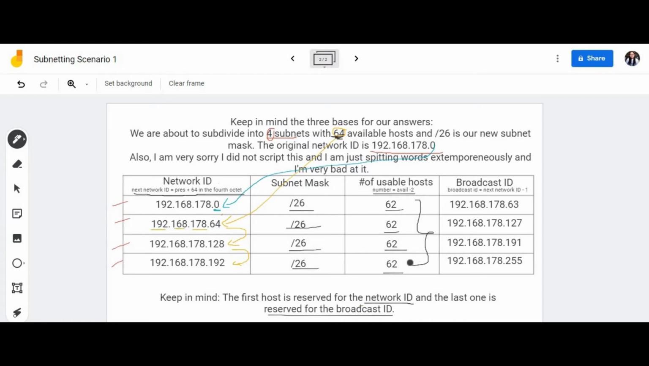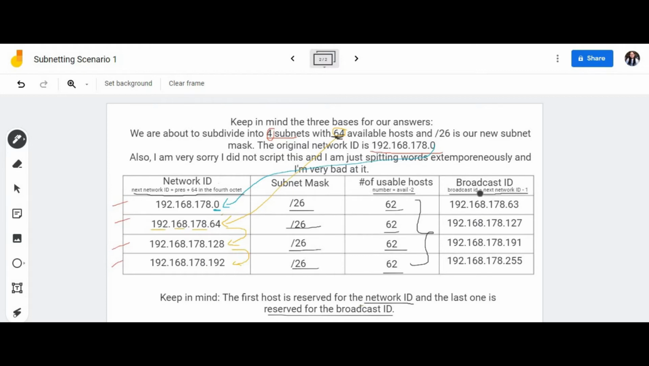So now how can we get the number of usable hosts here? We just have to use another formula I created, which is basically number of usable hosts is equal to available hosts minus 2. So 64 minus 2 is equal to 62. And basically, all of these networks have the same usable hosts. Now, we are now dealing with our fourth column here.